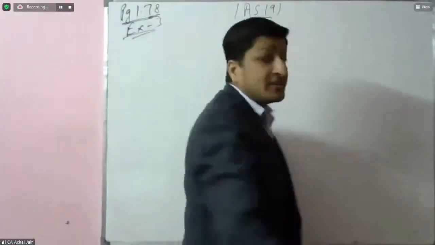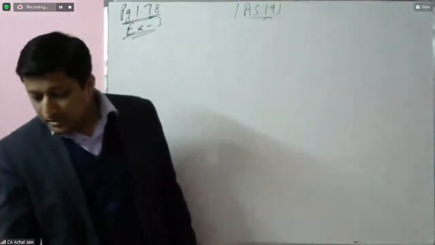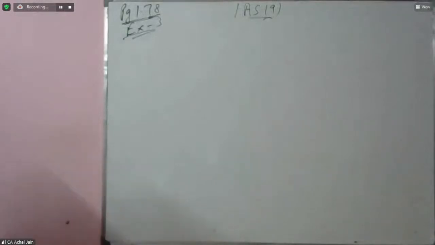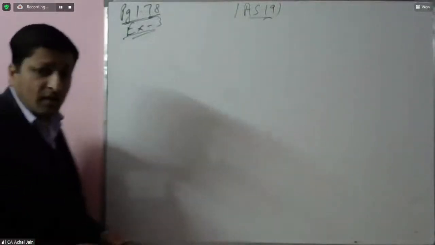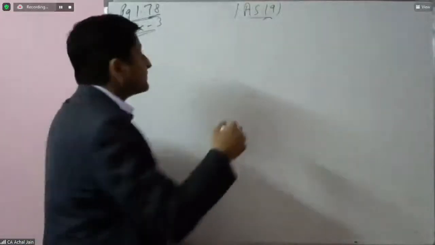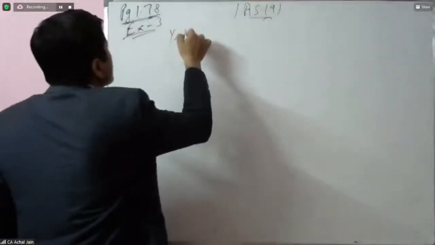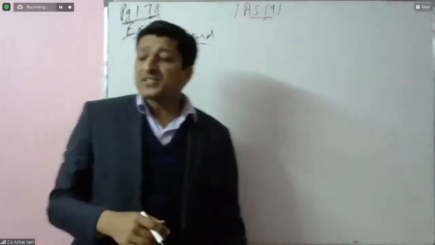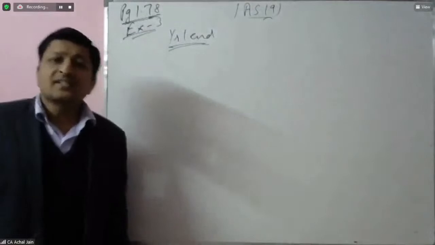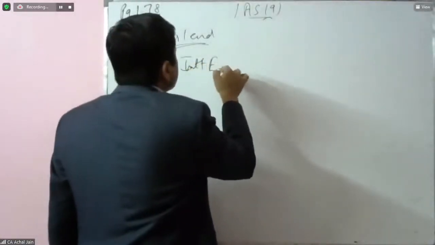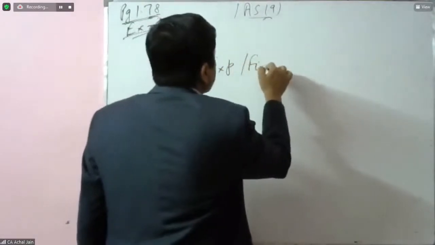If accounting entries are asked in the exam, you will be required to compute these. This tabular computation will have to be done. So year 1 end, what is the first thing you will do? Interest expense you will record, or you can say finance charge.